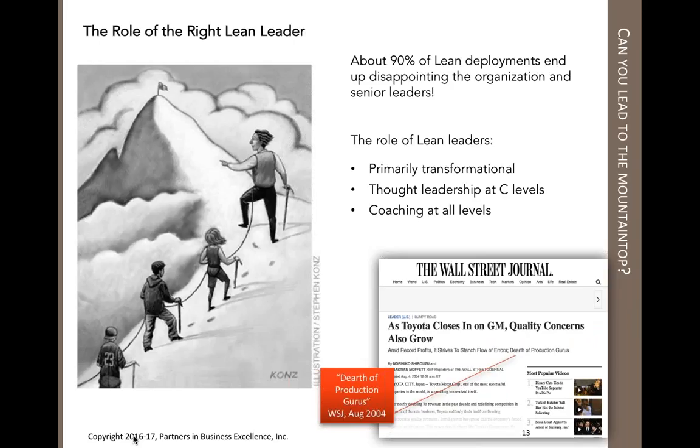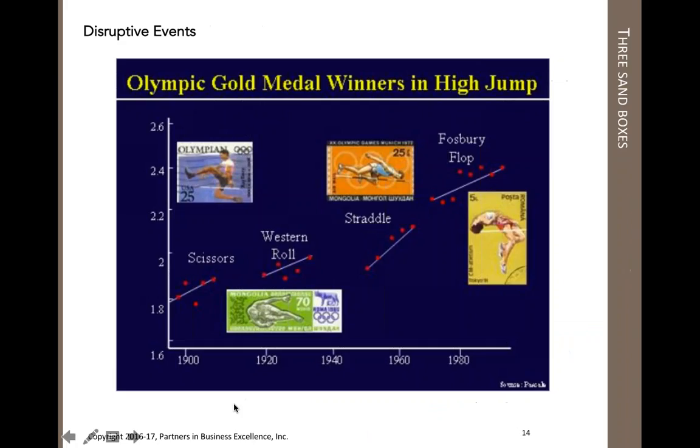That's what happens. At the same time, lean leaders have to have the ability to work across all levels. Thought leadership at the C-level and coaching at all levels. They have to bring that whole organization along. I'll show you that on the next slide. So Mike, please, next slide.